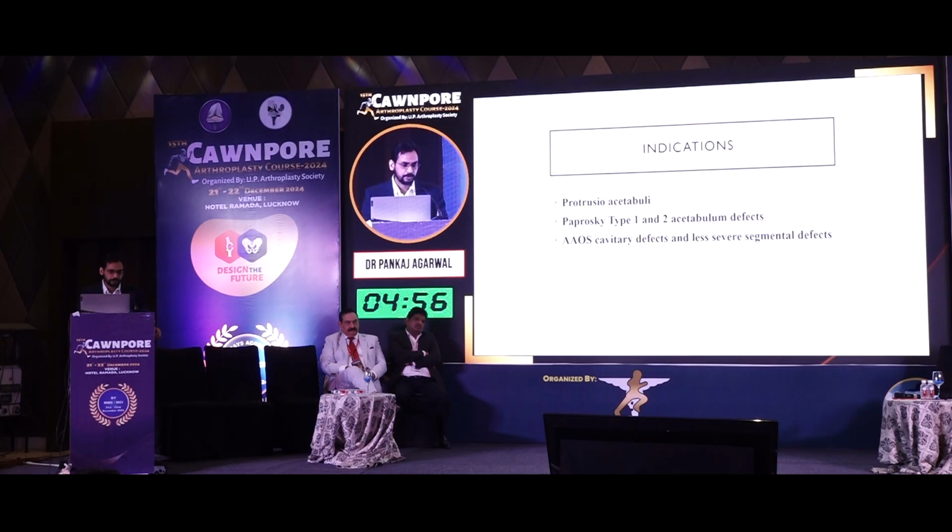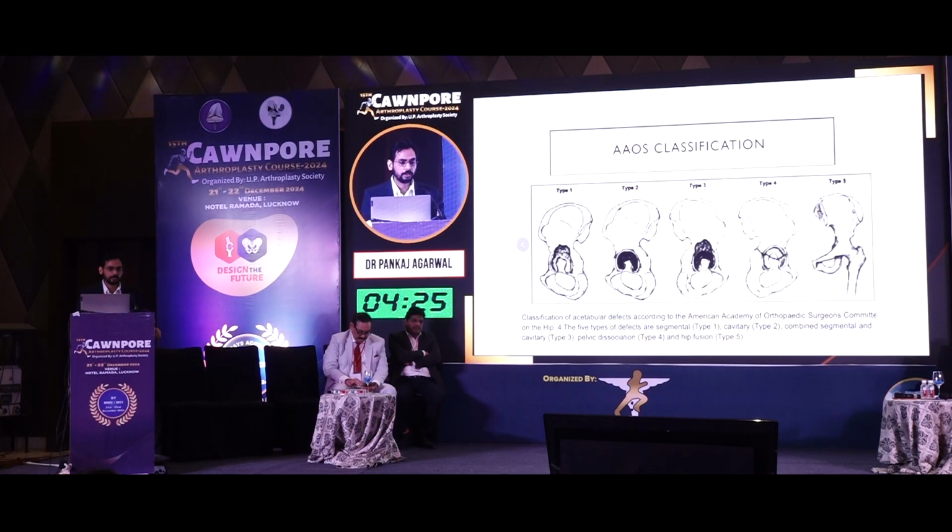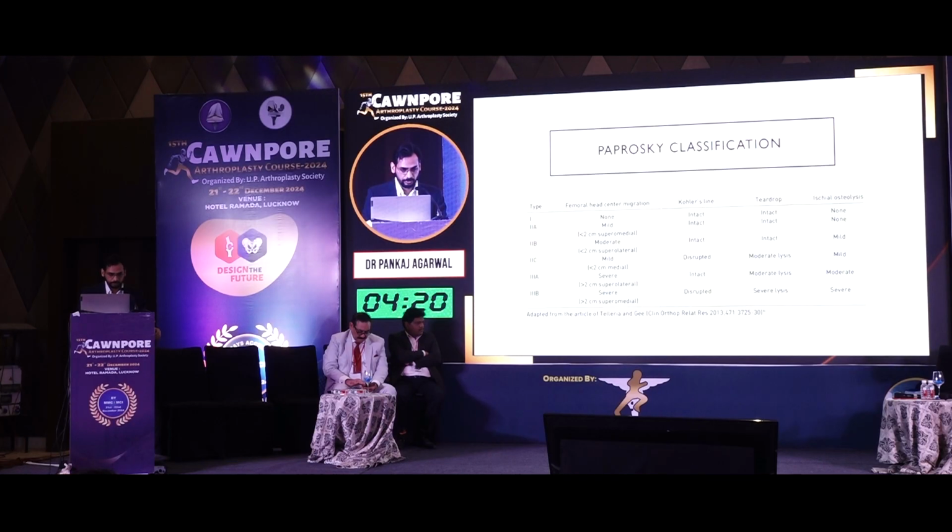So in primary THR, the indications are protrusio, stabler Paprosky type 1 and 2 defects, and AAOS cavitary or less severe segmental defects. So this classification is talked about. Type 1 in AAOS classification is segmental defects where the rim is damaged. Type 2 are cavity defects where the rim is intact. And type 3 is combined segmental and cavity defects. Type 4 is pelvic discontinuity, and type 5 is fused hip. So it can be used for type 1 to type 3, type 3 with the lesser severe cases.